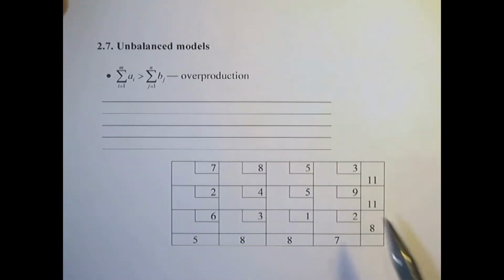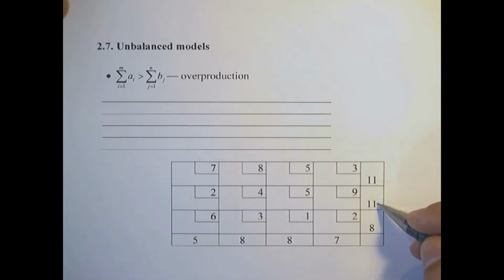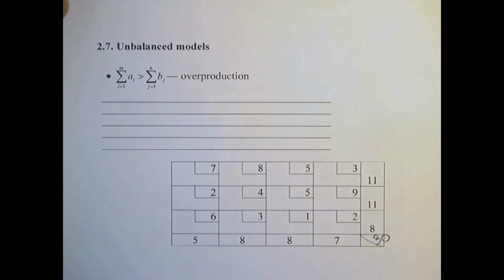Let's consider the transportation table, and here let us calculate the total production. 11, it is the production of the first supplier, plus 11, it is 22, plus 8, so it is 30. And let us calculate the total demand. 5 plus 8, it is 13, plus 8 is 21, plus 7 is 28. So we can see that total production exceeds the total demand. What should we do?